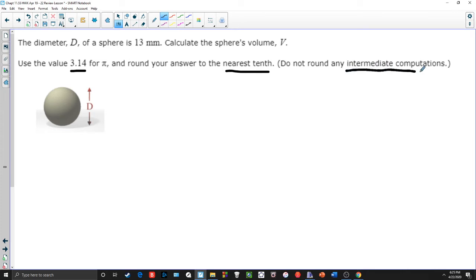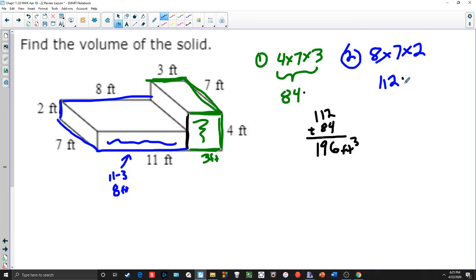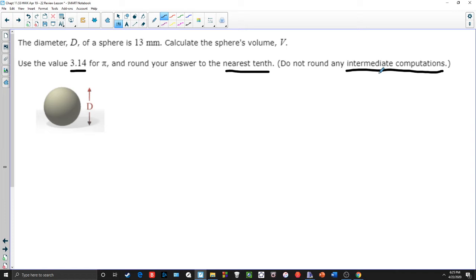Basically what this means here is if you're doing a problem, don't round it until the very end. That's what intermediate computations mean. Intermediate computations are the little work you do in getting your answers. Like here, these would be intermediate computations because they're not my answer. They're just answers I get to get my final answer. They're kind of my work that I'm showing. So basically this is saying don't round until the very end. So luckily we really don't need to.